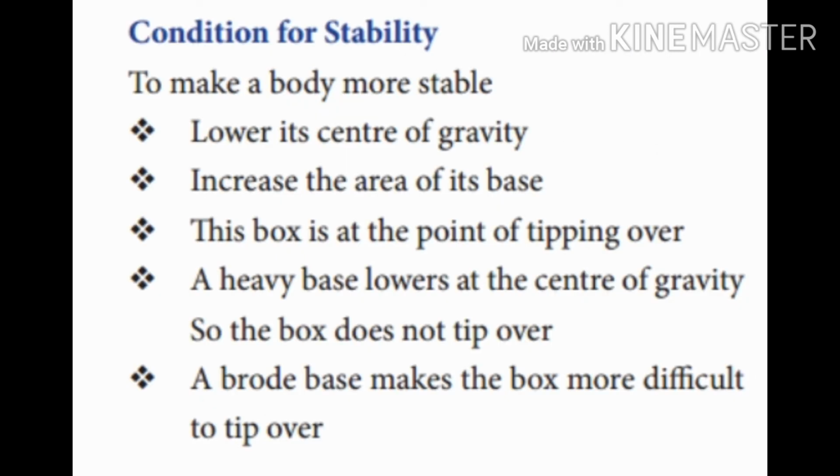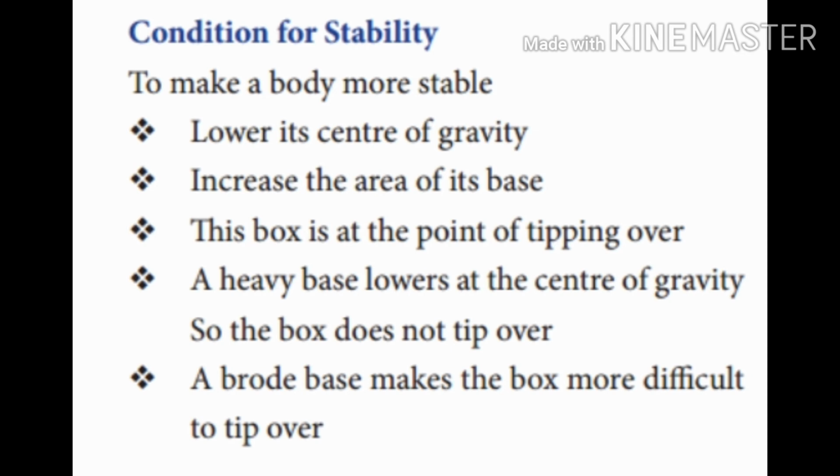To make a body more stable, lower its center of gravity and increase the area of its base. This box is at the point of tipping over. A heavy base lowers the center of gravity, so the box does not tip over. A broad base makes the box more difficult to tip over.